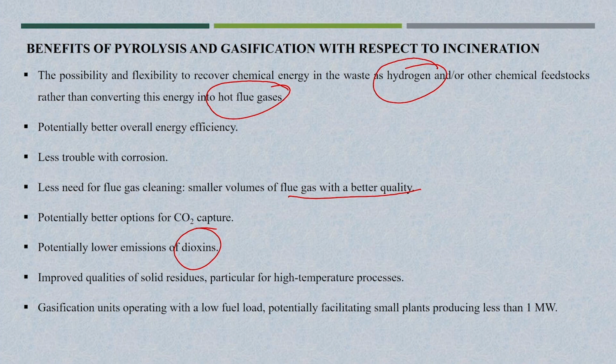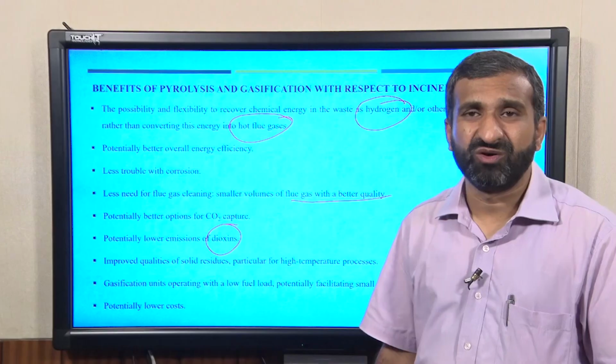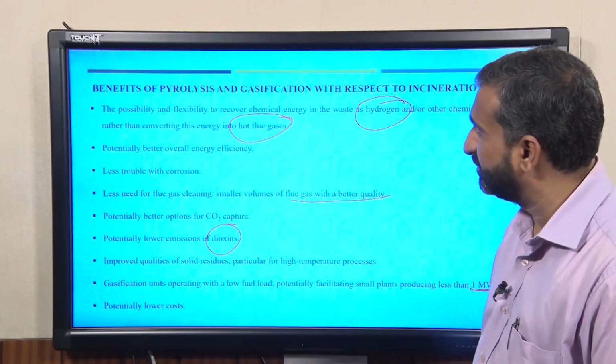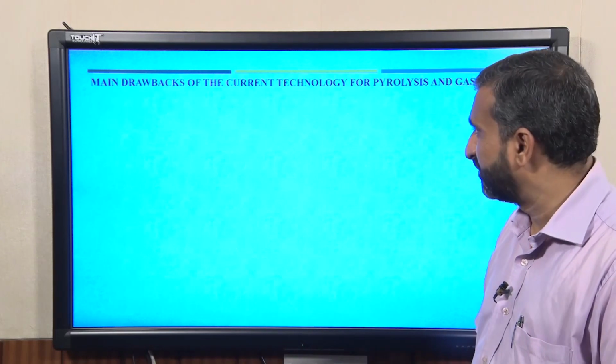The gasification unit operating with a low fuel load potentially facilitates small plants producing less than 1 megawatt. Small units could be possible, and potentially lower cost. I think the capital cost is very high, followed by very high maintenance cost, in the incineration process compared to the gasification and pyrolysis process.